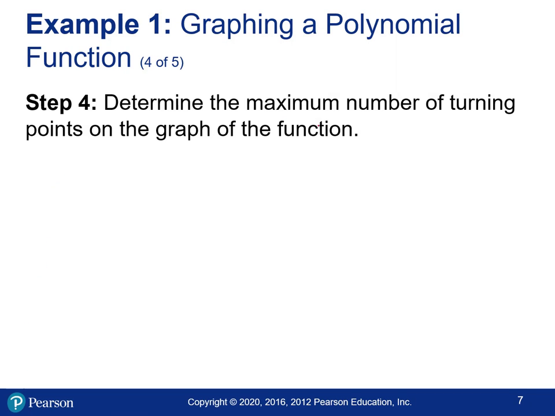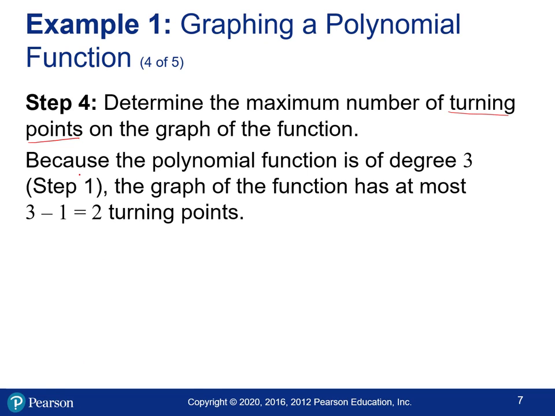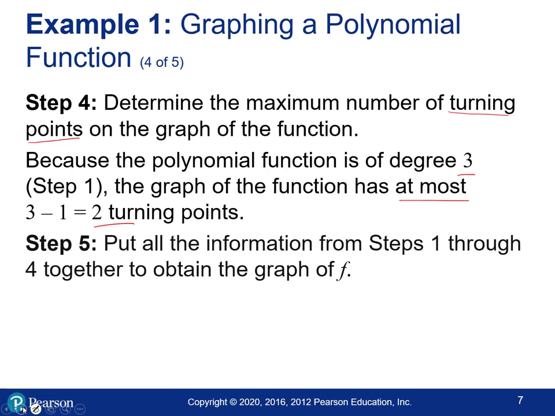So then the next step, we're going to determine the maximum number of turning points. Remember, turning points are based on the degree, so we needed to know the degree of the function. Because the degree of our function was 3, there are at most 2 turning points. If you take your degree, whatever that number is, you just subtract 1, and that's how many turning points you can have at most.